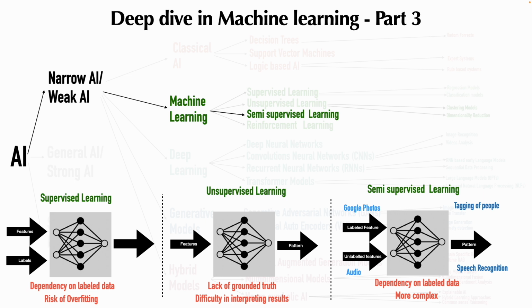Other than these three learning mechanisms, there is one more class of machine learning called reinforcement learning or reinforced learning. It might sound intimidating, but it's not. Let me explain it with an analogy. Think of it like dog training.